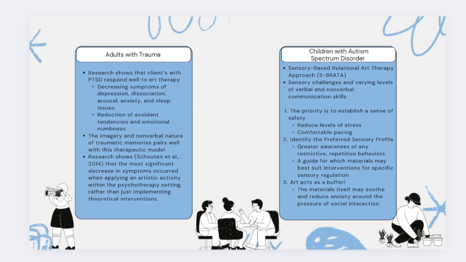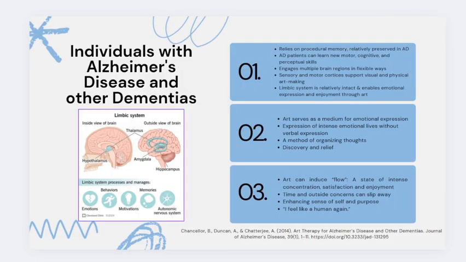And then the third demographic that I really want to touch on are individuals with Alzheimer's and other forms of dementia. Art therapy has really been proven to be beneficial with older individuals going through these late-in-life transitions. We find that it is well suited for individuals who have AD, Alzheimer's disease, because the brain relies on the procedural memory that is relatively preserved in Alzheimer's disease. AD patients can learn new motor skills and cognitive and perceptual skills, which are applied to art.